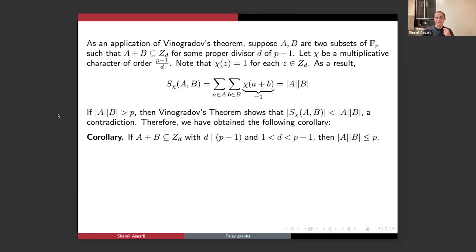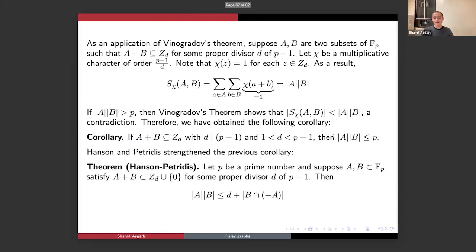This is forced because if A times B is bigger than P, then Vinogradov's theorem leads to a contradiction. That means the only way to avoid contradiction in this case is to force A times B to be less than P. So this is a corollary of Vinogradov's theorem. The way we think about this is that for an additive decomposition to happen, P has to be quite large compared to the size of A and B multiplied together.